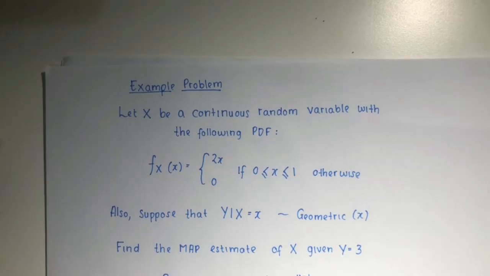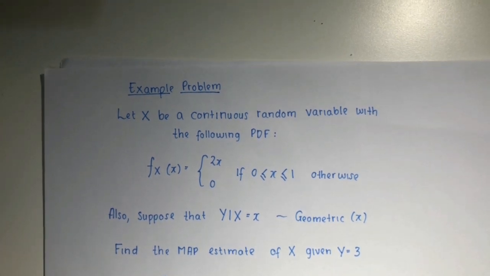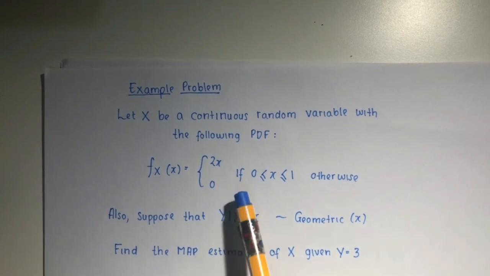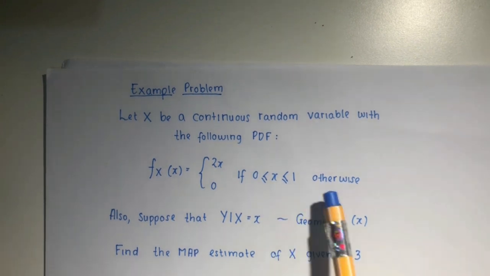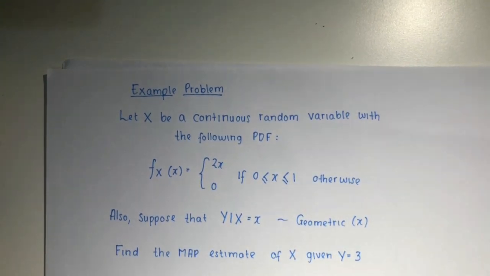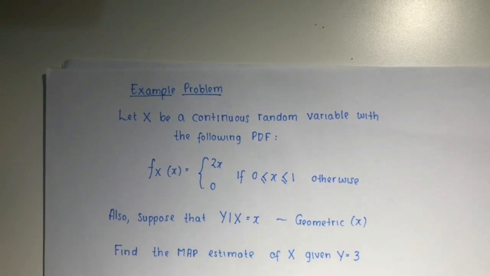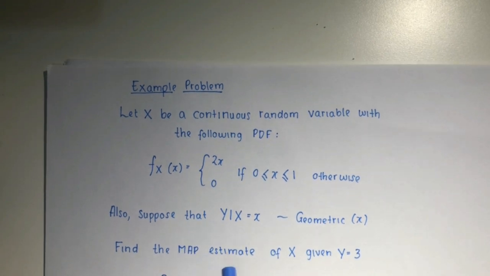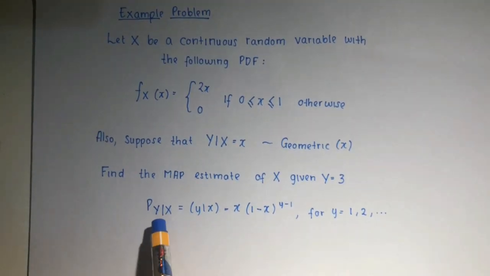I have an example problem. Now let x be a continuous random variable with the following PDF: function x equals 2x for 0 is less than or equal to x and x is less than or equal to 1, and 0 otherwise. And also, suppose that y given x equals x is geometric. Now, we must find the MAP estimate of x given y equals 3. From there, we get this formula.